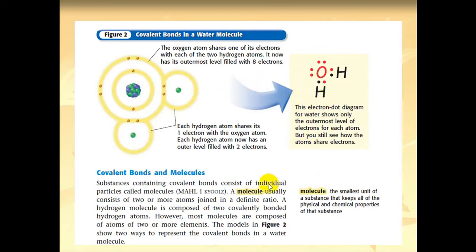Okay, so now we understand what a molecule is. A molecule is made from 2 or more atoms joined together in a definite ratio. So any 2 atoms joined together, we call a molecule.